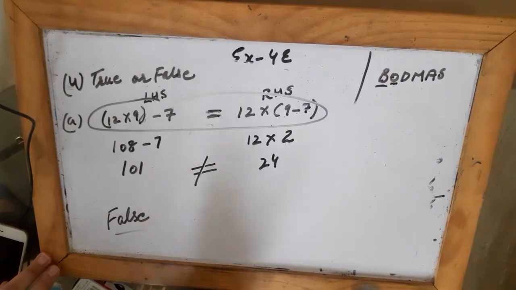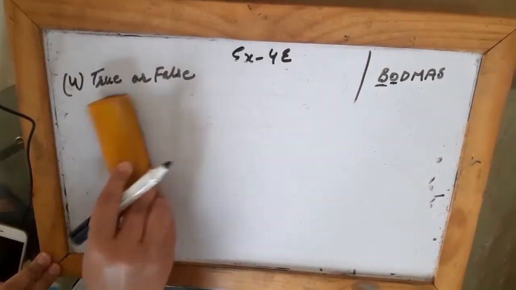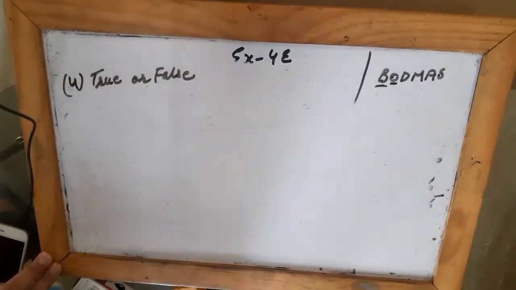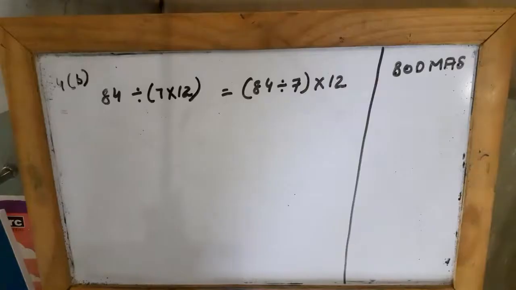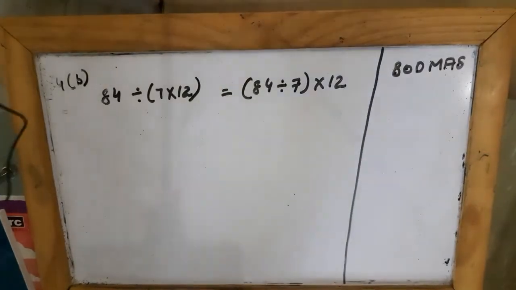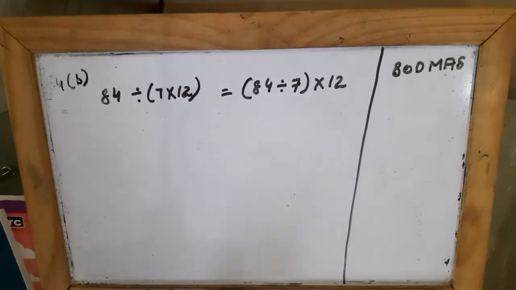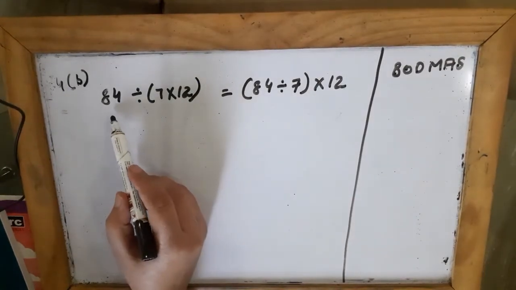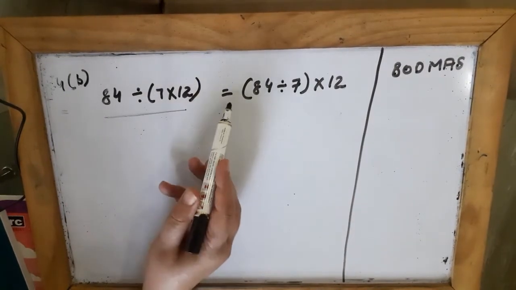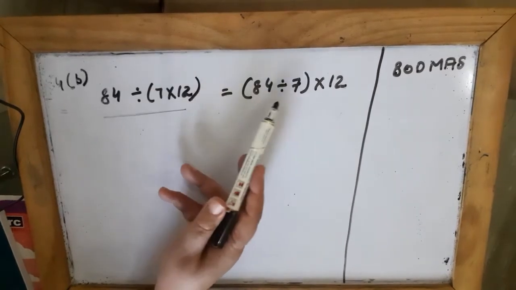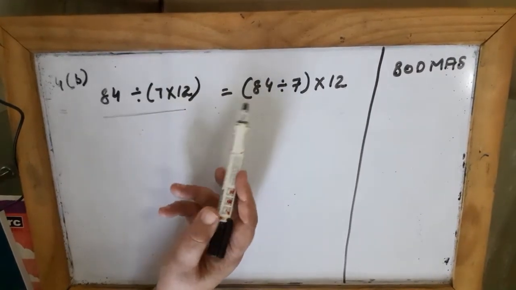So this way we have to find. Now come to the B part. Okay, now the B part of the fourth question. Again, you can see they have given this, we have to find whether this is equal to this, whether this is true or false.